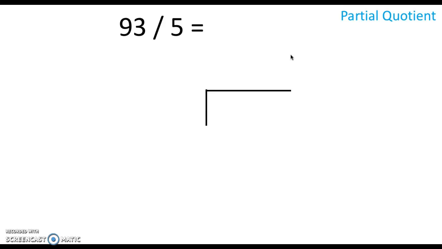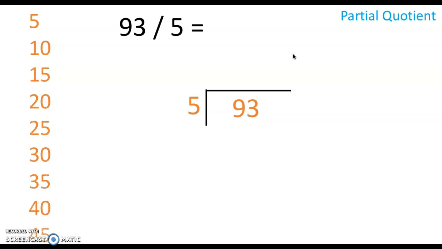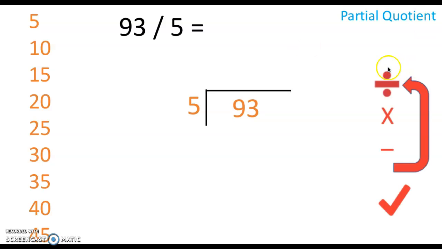So set up your division. Our 5 goes on the outside, our 93 goes on the inside, and if you need your 5 times tables, write those down. Then we're going to write down our steps. Does McDonald's serve real cheese? We know our first step is to divide, starting in our biggest place value. So that's our tens place.